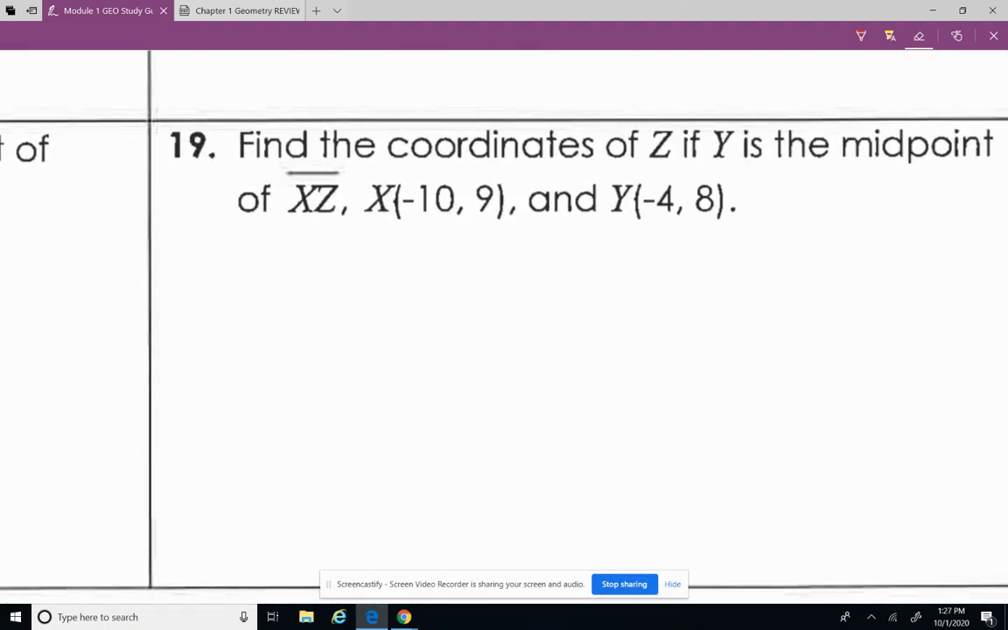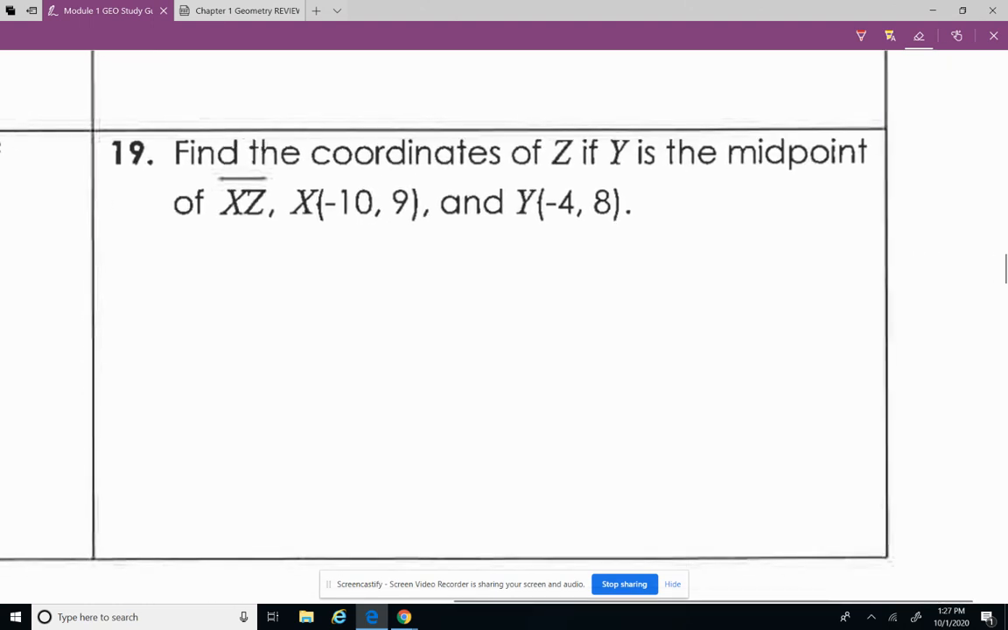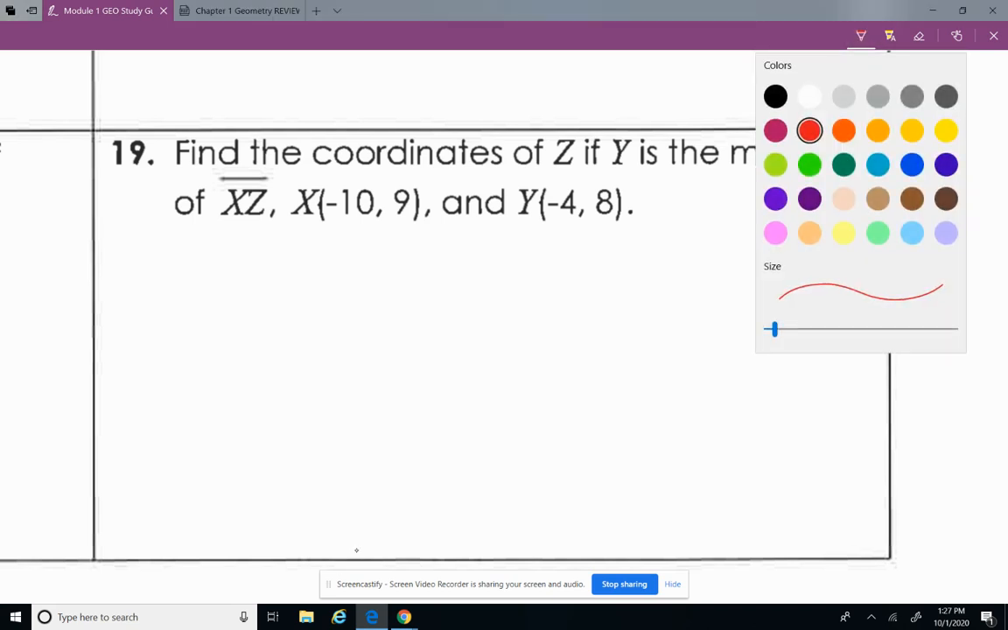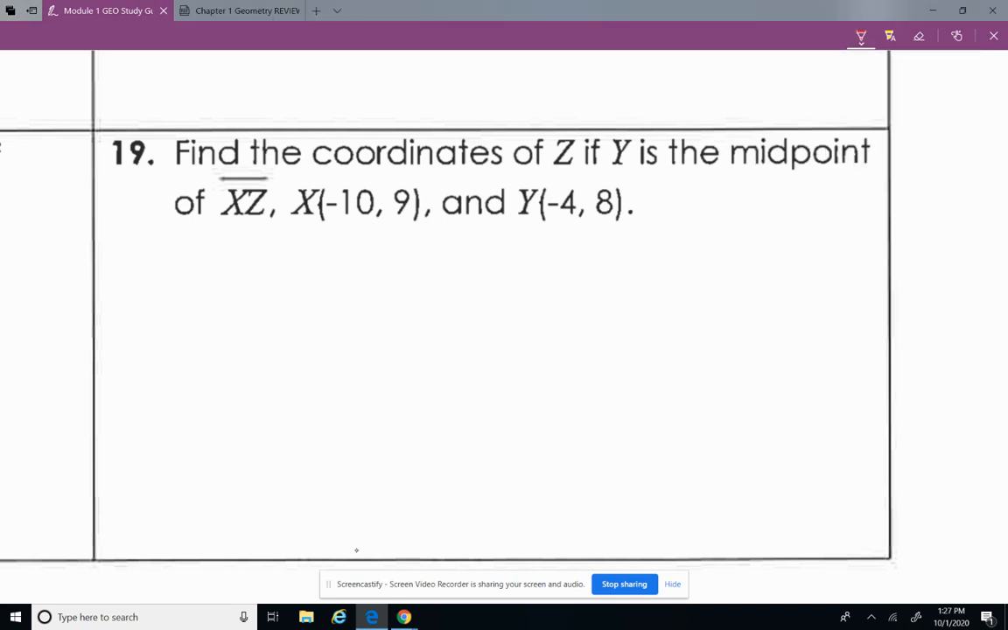So we're going to do 19. It says to find the coordinates of Z if Y is the midpoint. All right, I chose this one because it's the harder of the two. So what I'm going to do is, when in doubt, draw it out. I'm going to draw me a segment. I'm going to draw me a midpoint.